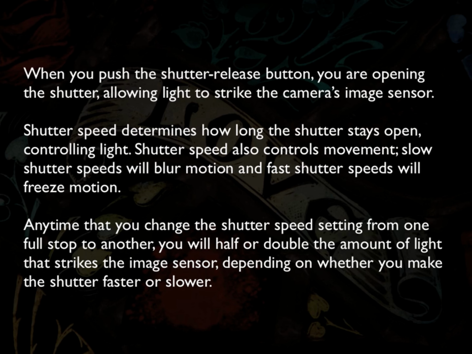Anytime that you change the shutter speed setting from one full stop to another, you will half or double the amount of light that strikes the image sensor, depending on whether you make the shutter faster or slower.